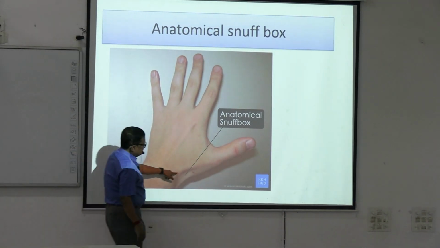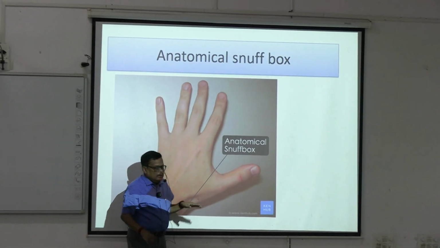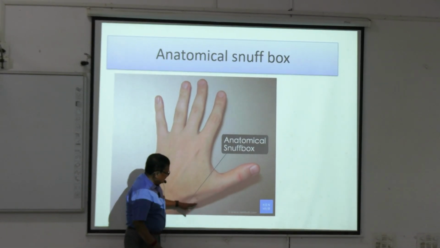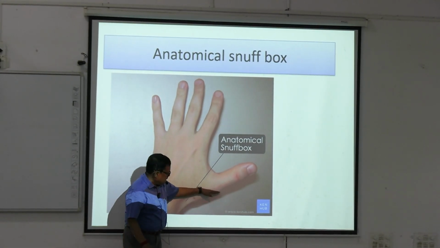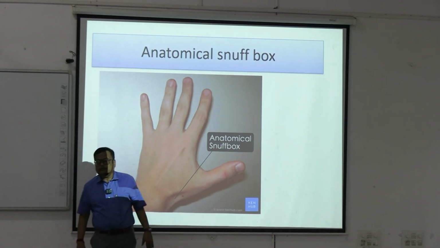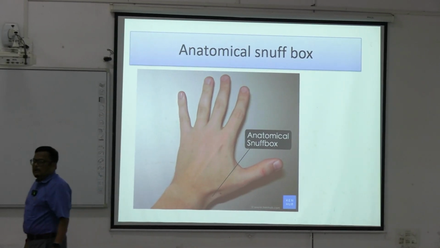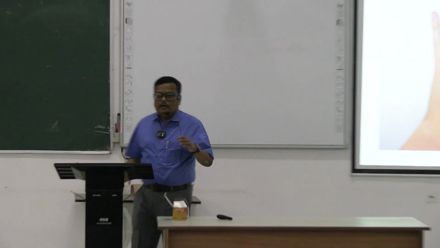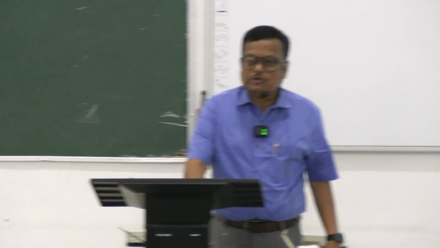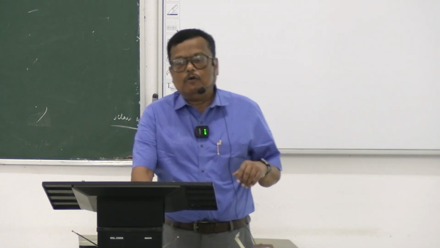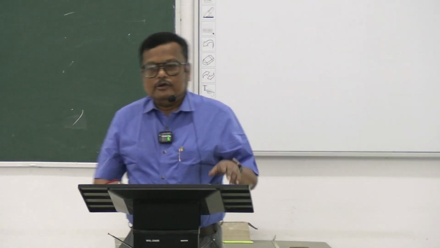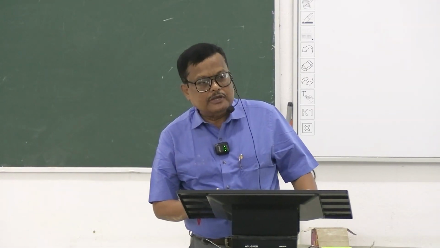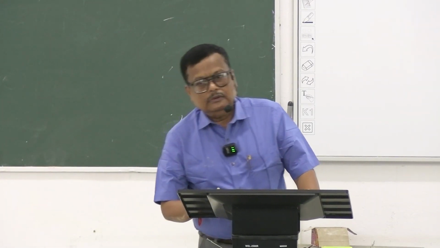This is a triangular depressed area, bounded laterally by 2 tendons and medially by 1 tendon. Laterally by abductor pollicis longus and extensor pollicis brevis, and medially by extensor pollicis longus. And the base is formed by the styloid process of the radius, trapezium and scaphoid bone, and base of the first metacarpal.